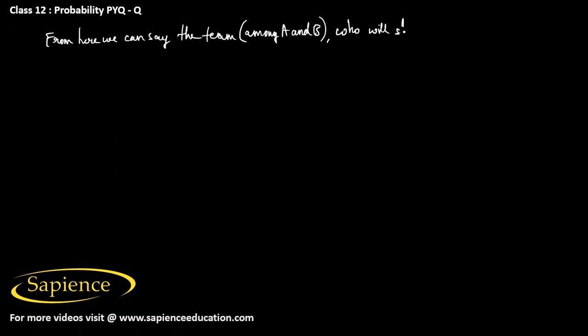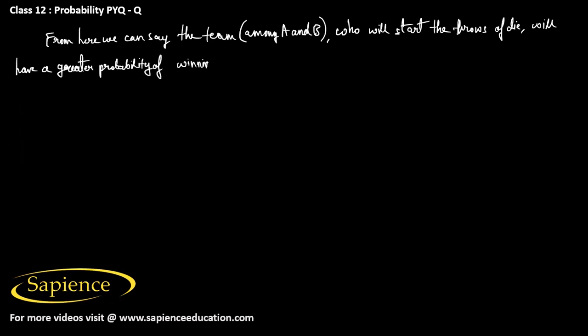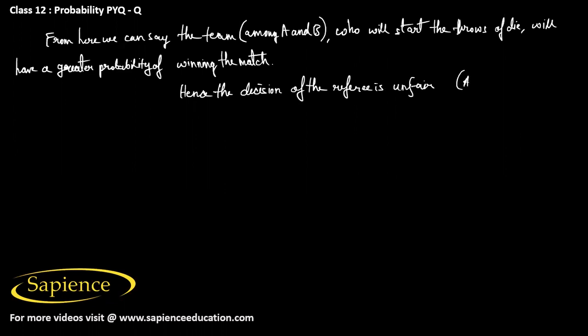So from here we can see that the team among A and B who will start the throws of the die will have a greater probability of winning the match. Hence, the decision of the referee is unfair. Therefore, the decision of the referee is unfair in this case. So, this is the final answer. Thank you.